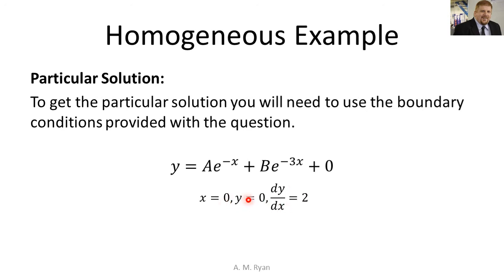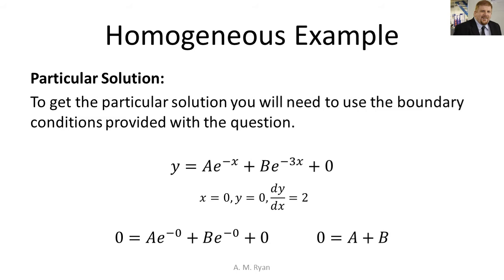So when x is 0, y is 0. So we put that into our equation. 0 is a e to the 0 plus b e to the 0 plus 0 from the particular integral. So we get that 0 is a plus b. Now, other than working out that a is minus b or b is minus a, we can't do an awful lot with that. So what we have to do is find another equation that's got a and b in it, so that we can determine them both.